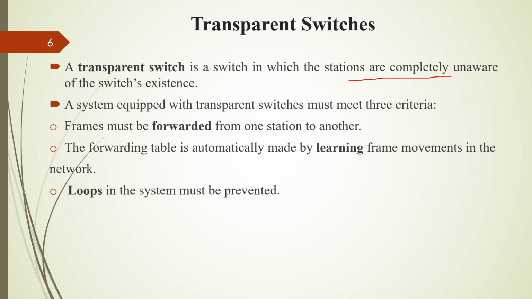So, a system equipped with transparent switches must meet three criteria. First, frames must be forwarded from one station to another. Switches should not be in isolation. They should be forwarding the frames from one station to another. Second, the forwarding table is automatically updated by learning frame movements in the network. Third, there should not be any loops. Loops in the system must be prevented. These are the three criteria that should be taken care of when we are using transparent switches.